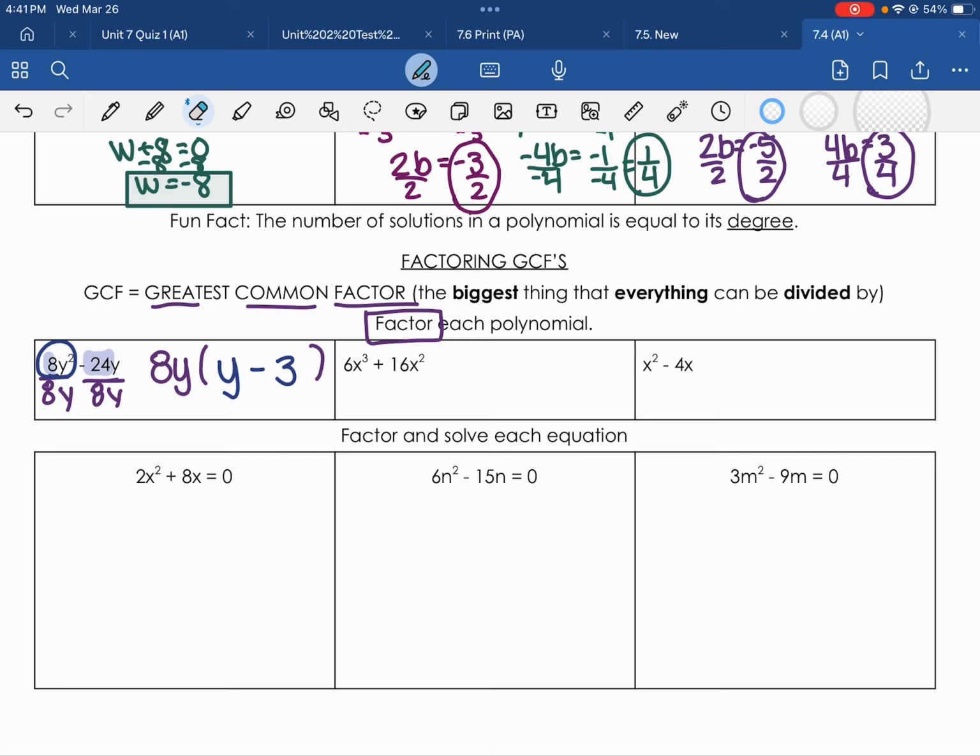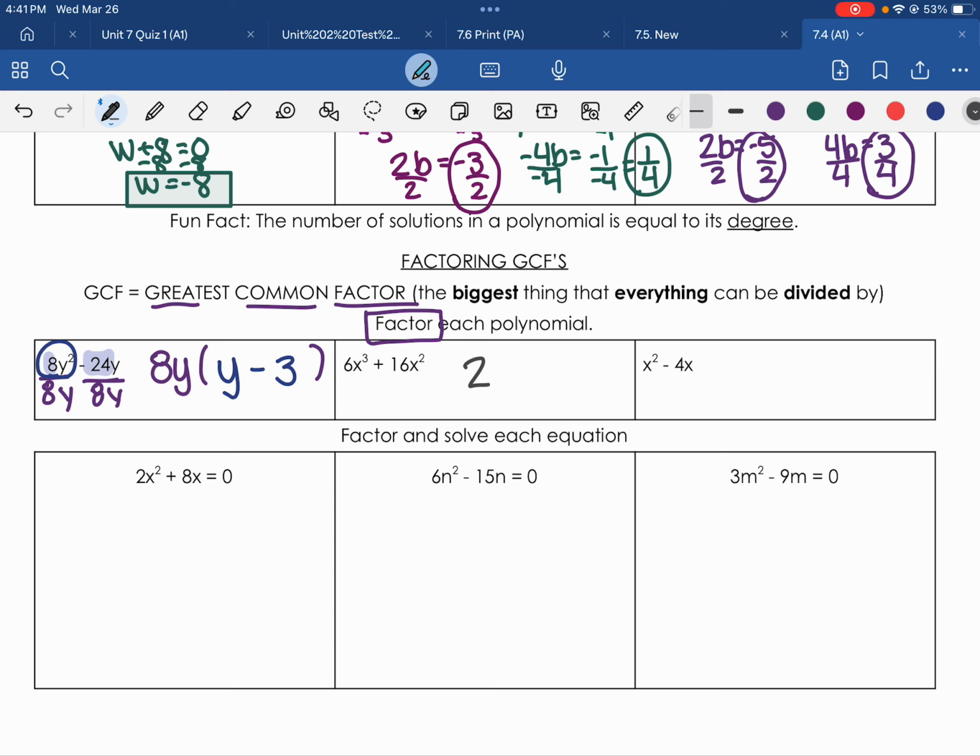Does not matter which way you solve it, guys. Take whichever one makes sense to you. All right, this bad boy in the middle is a little trickier because everybody wants to say 6. But 6 does not go into 16. 2 does. 3 goes into 6, but not 16, so it's just 2.